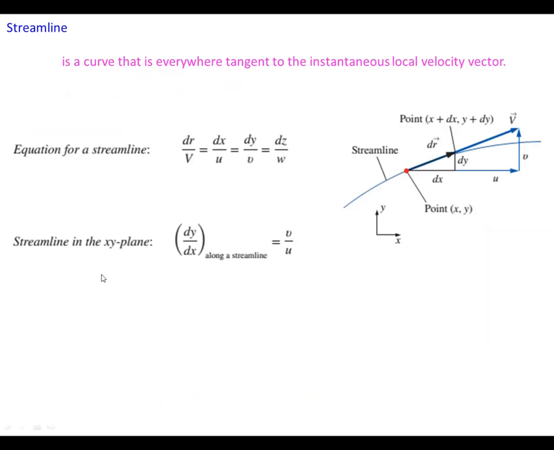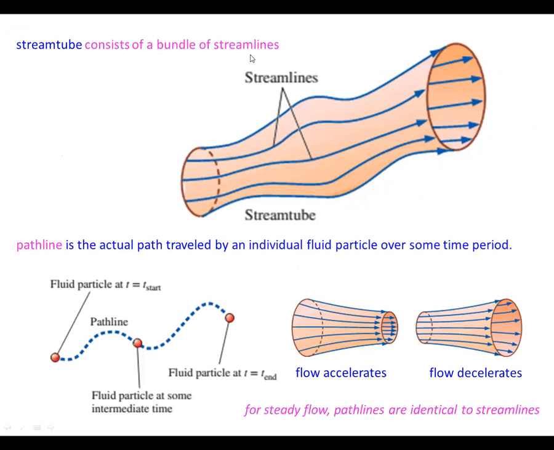The streamline is a curve that is everywhere tangent to the instantaneous local velocity. The equation is given by dr by v equal to dx by u equal to dy by v equal to dz by w. The streamline in the xy plane is given by dy by dx equal to v by u. The stream tube consists of a bundle of streamlines. Each one is a streamline, and the bundle of streamlines is said to form a stream tube.